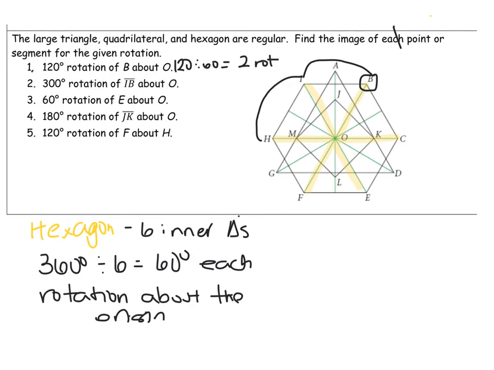So point B in number 1, it's the image of its point after a rotation of 120 degrees around O. Its new image is point H, or vertex H.